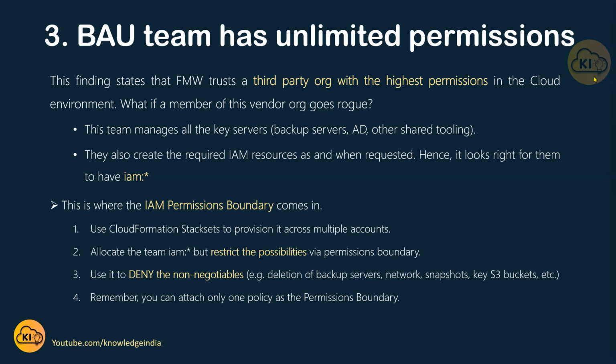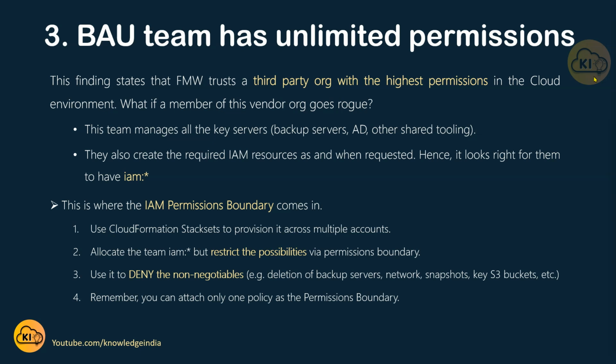So every organization has certain key resources, right? For example, your backup server, certain S3 buckets which have your very important artifacts, some backup snapshots, network components, right? So such things are non-negotiables. You cannot have those resources modified or deleted, isn't it? So you will be able to deny any actions on such non-negotiable resources using permissions boundary.